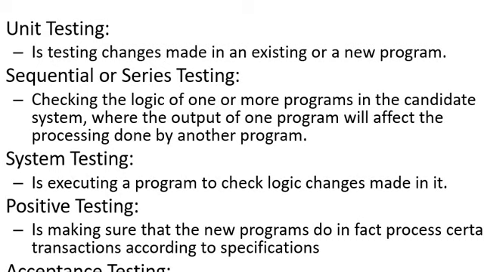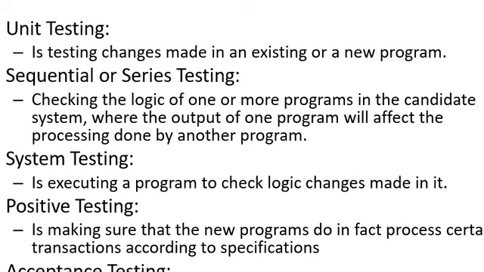Some basic terms about testing: unit testing, sequential or series testing, system testing, positive testing, acceptance testing. Unit testing is testing a unit or module, known as unit testing. Checking unit 1, unit 2, unit 3 as a sequence is known as sequential or series testing. Now system testing is the whole test of the system. Suppose you have made software that does three functions. The three functions included in the total software are known as a system, so testing the total software is known as system testing.